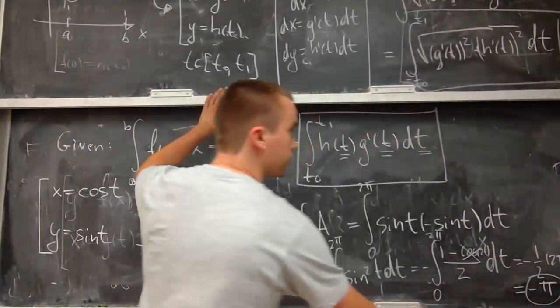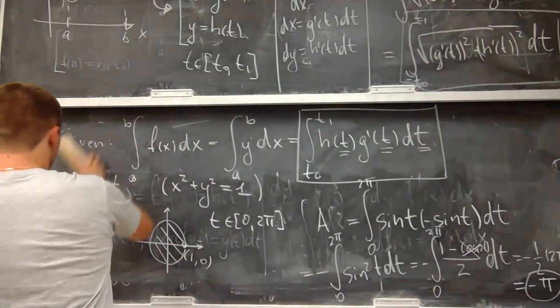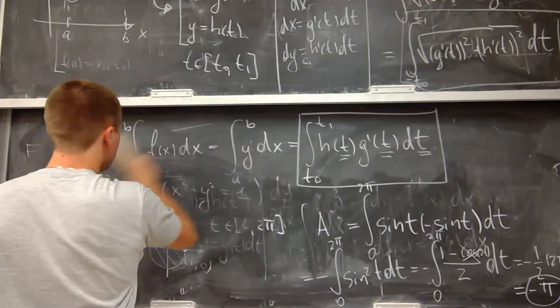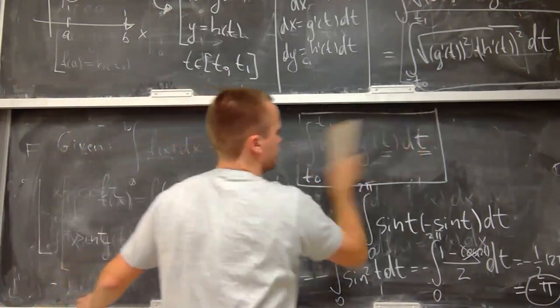Okay, so let's apply this formula right now to find the arc length of a unit circle.